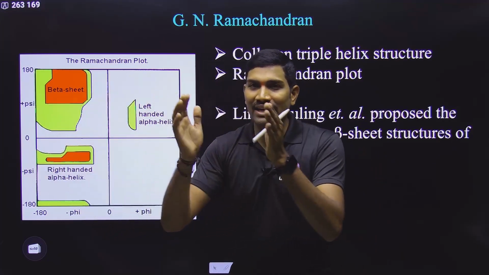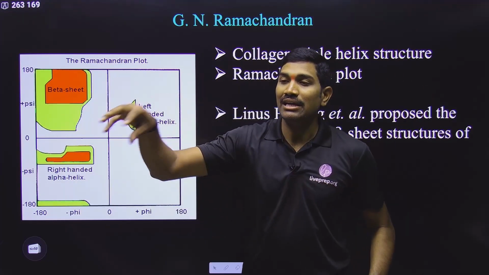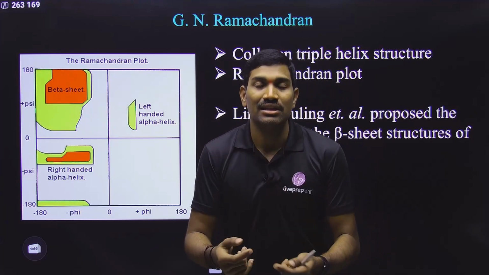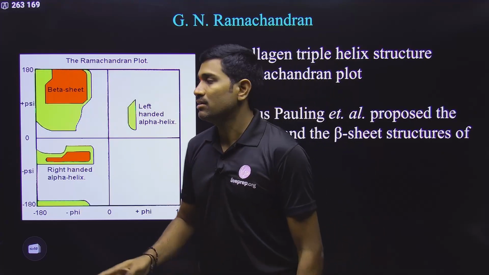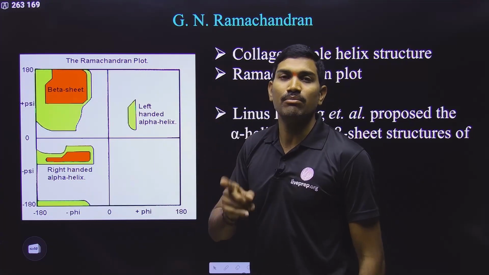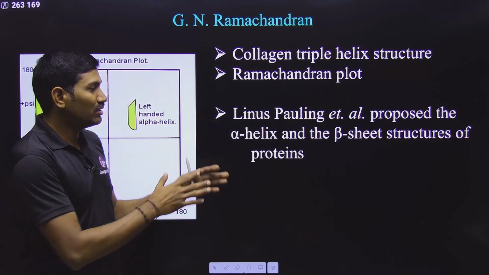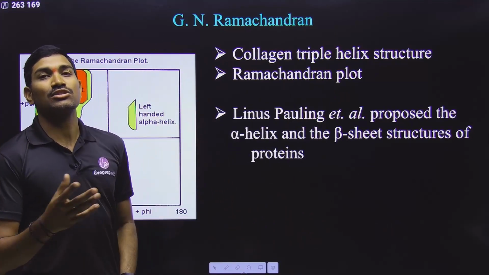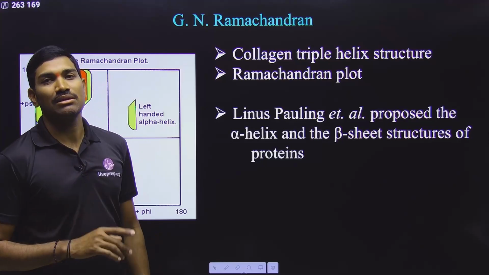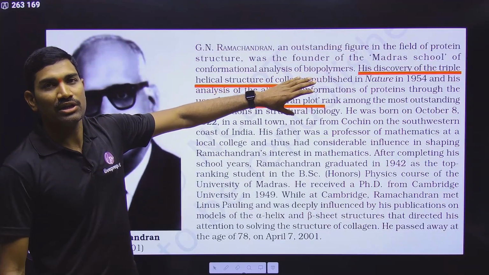Please understand this. Once again I am repeating, if you know the sequence of amino acids in a protein, you can easily guess what different types of secondary structures are possible in that particular protein, based on this Ramachandran plot. That's why this plot is very, very important in structural biology. Those scientists who are trying to study the structures of proteins will definitely use this plot. It is that important. Clear? This is another important point that you need to understand.